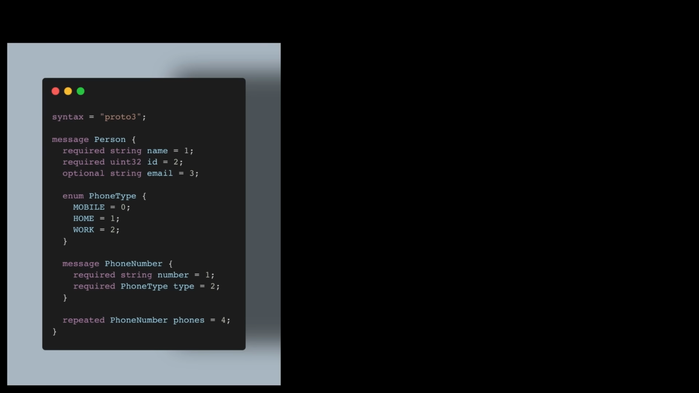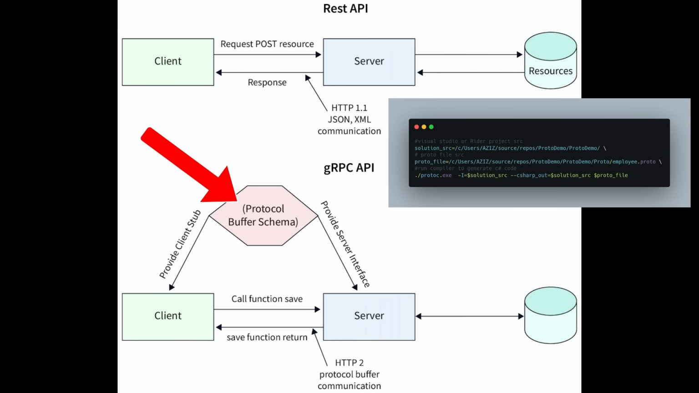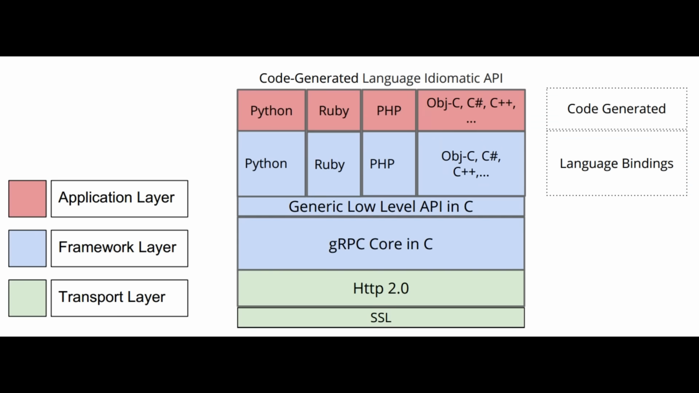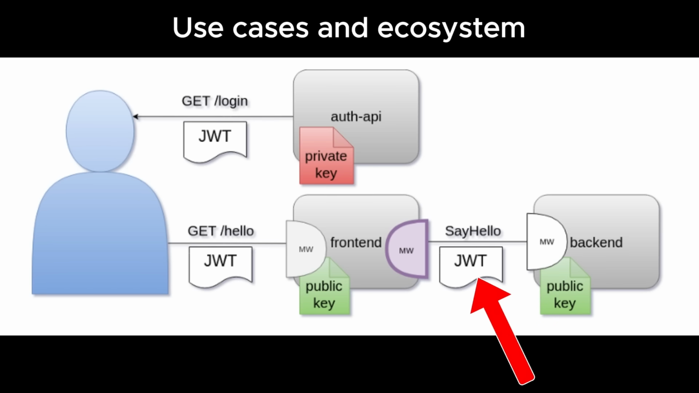Moreover, gRPC provides type safety and automatic code generation. Developers define message types once, and the generated stubs ensure the clients and servers always remain synchronized, eliminating many runtime errors common in REST-based integrations. Authentication and security are also built in through SSL or TLS encryption and integration with common identity systems such as OAuth 2 and JWT. Let's also touch on the use cases and the ecosystem.